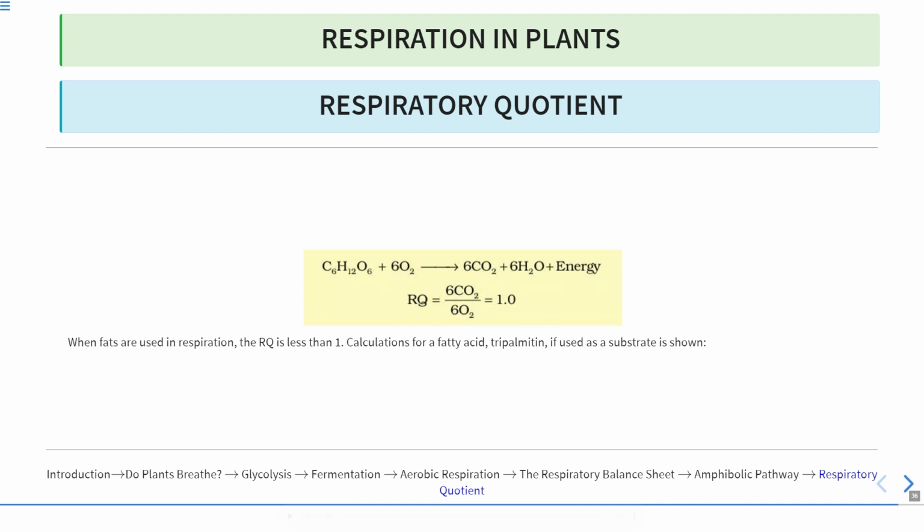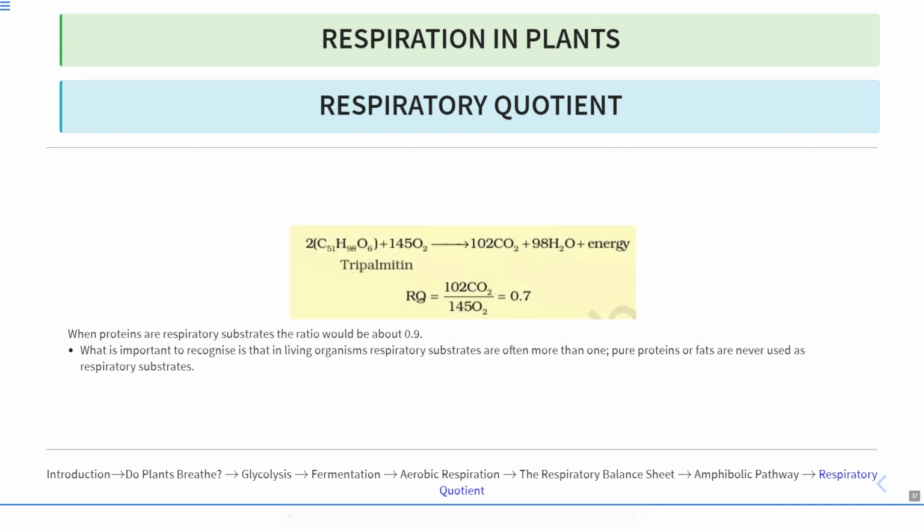Now, when fats are used in the respiration, then the RQ is less than 1. Okay, so the calculation for the fatty acid, that is tripalmitin, used as the substrate is shown here. So tripalmitin, here you can see 145 O2 is used and 102 carbon dioxide is produced in this oxidation of the tripalmitin. So the RQ value will be 102 carbon dioxide divided by 145 O2 used. So you will get 0.7. When protein is the respiratory substrate, then the ratio will be 0.9.